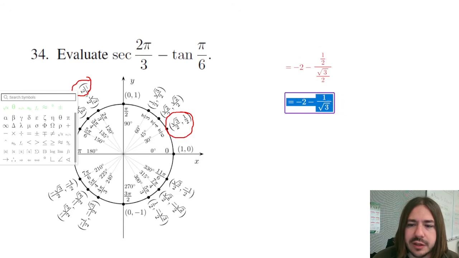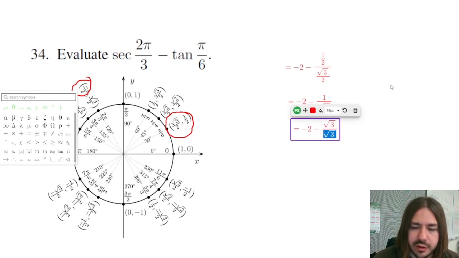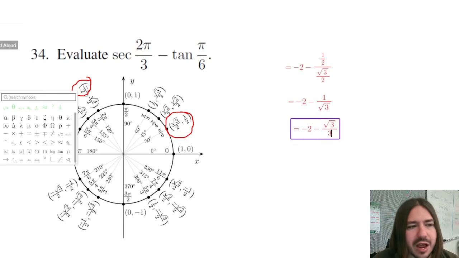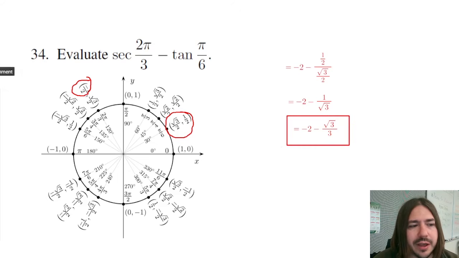So yeah, we want to rationalize the denominator for this fraction, which means we want to multiply this by root 3 over root 3, which will end up giving me root 3 over 3. And there's not much more you could do here. In fact, there's really nothing you could do to simplify this. I'm going to go ahead and leave it like that.